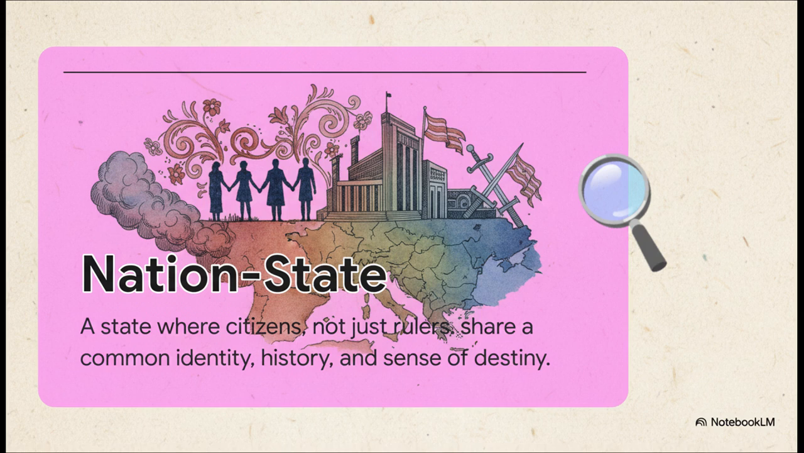Now, before this, you've got to remember, Europe was just this patchwork of huge multinational empires. You weren't a citizen of Austria. You were a subject of the Habsburg Emperor. You could have Germans, Hungarians, Italians, all living under one crown, but with very little in common. The nation-state, well, it changed everything. It was this radical idea that a state should belong to its people.